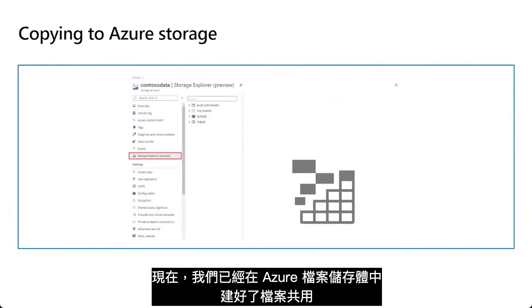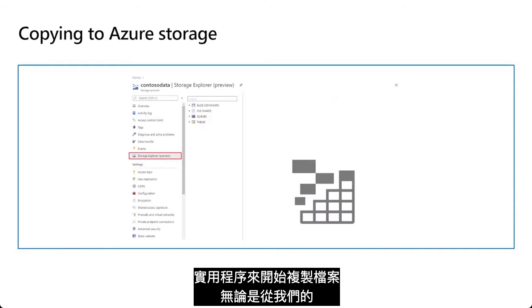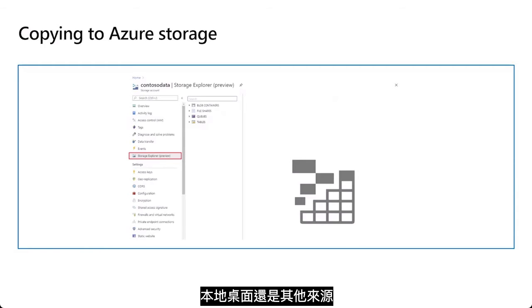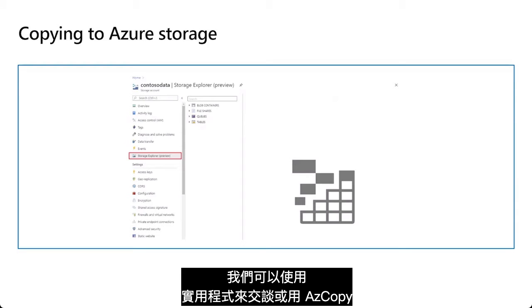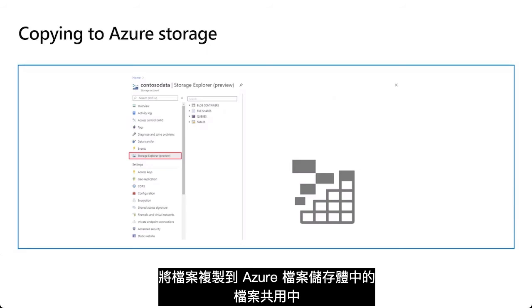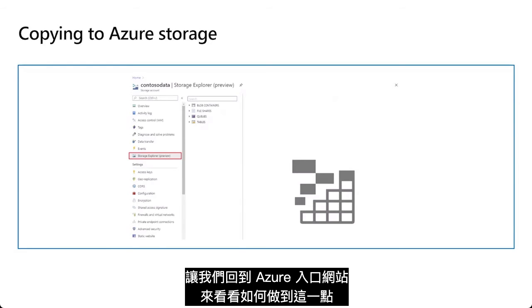So now that we've created our file share in Azure File Storage, we can use a utility to start copying files over, whether that's from our local desktop or from some other sources. And so we can use a utility tool called AzCopy to copy files over to our file share in Azure File Storage. So let's head back over to our Azure portal to see how we can do so.